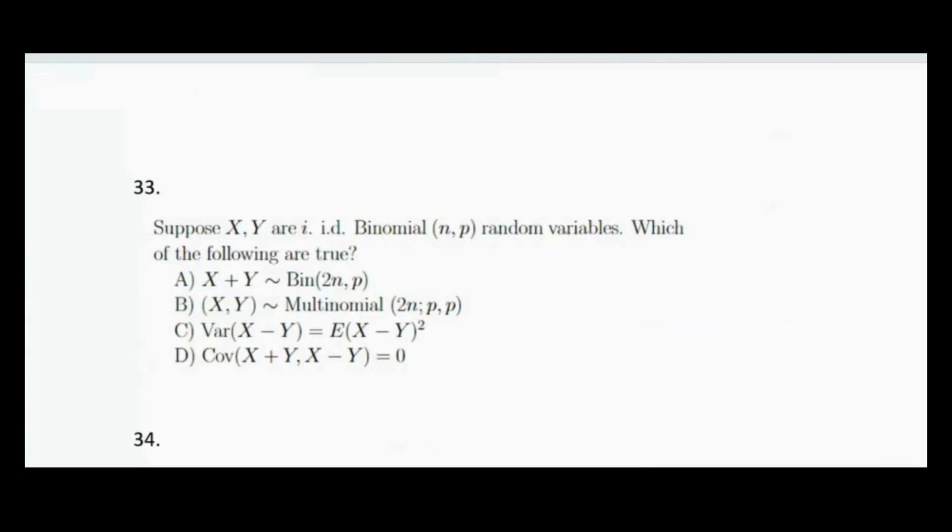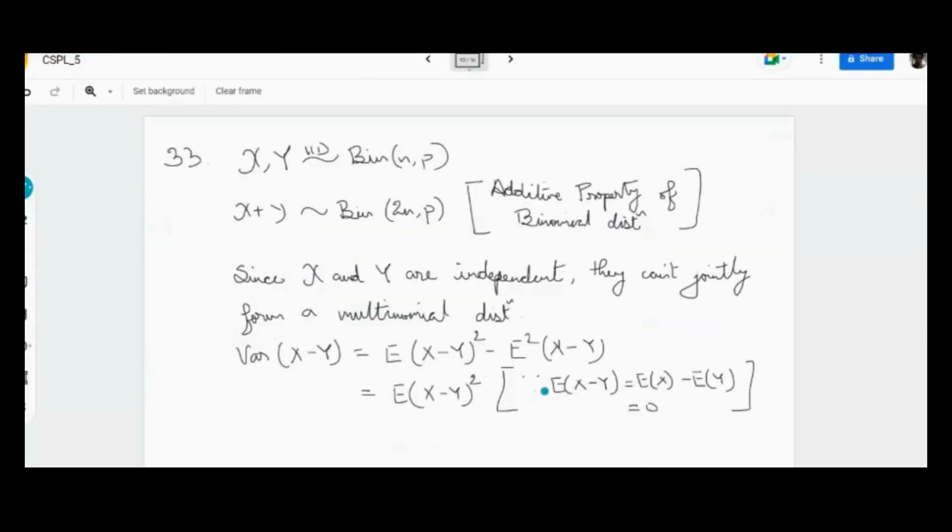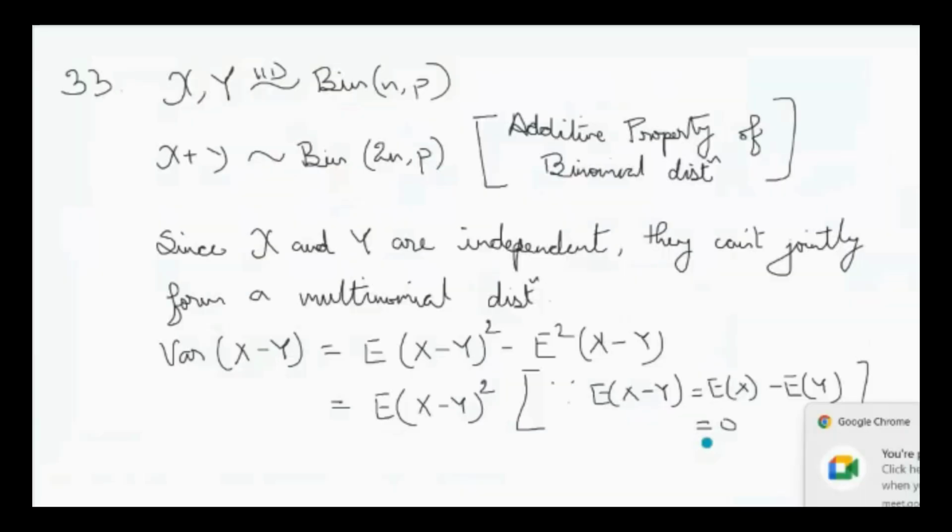And the third option is variance of X minus Y is equal to expectation of (X minus Y) whole square. Now, variance of X minus Y is expectation of (X minus Y) whole square minus expectation square of (X minus Y), which is the formula of variance for any given random variable. And that comes out to be expectation of (X minus Y) whole square, because obviously expectation of X minus Y is expectation X minus expectation Y, which is 0 since X and Y are IID random variables.